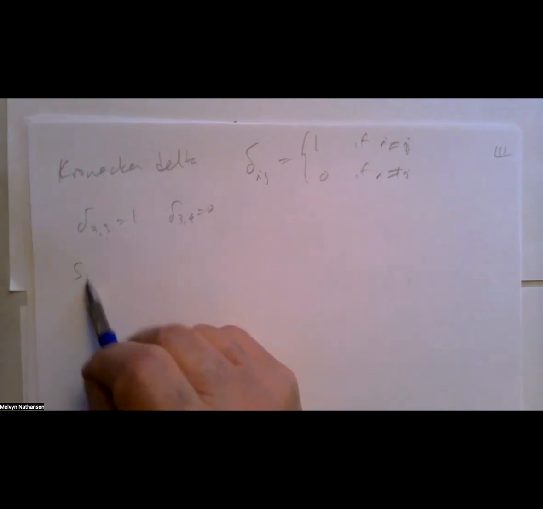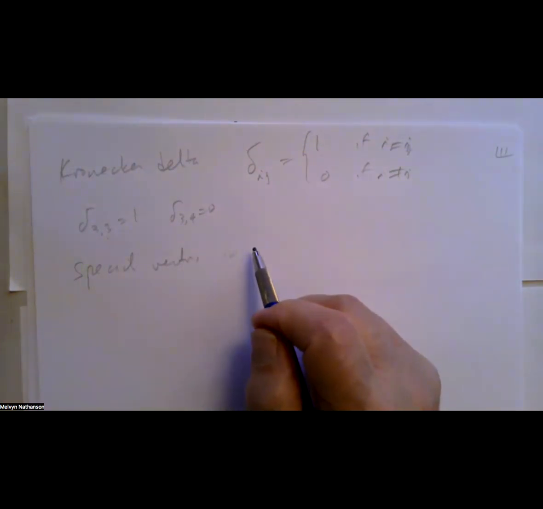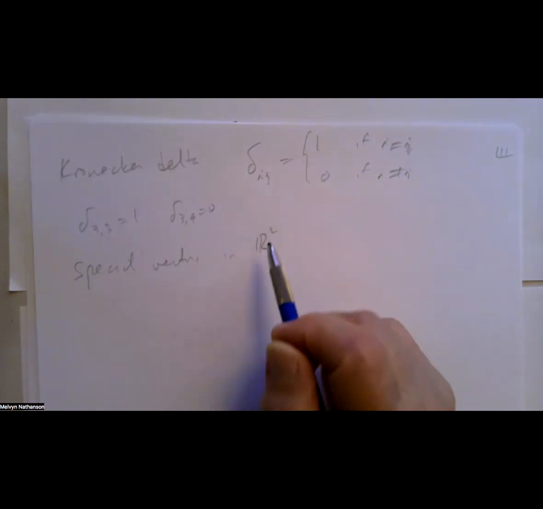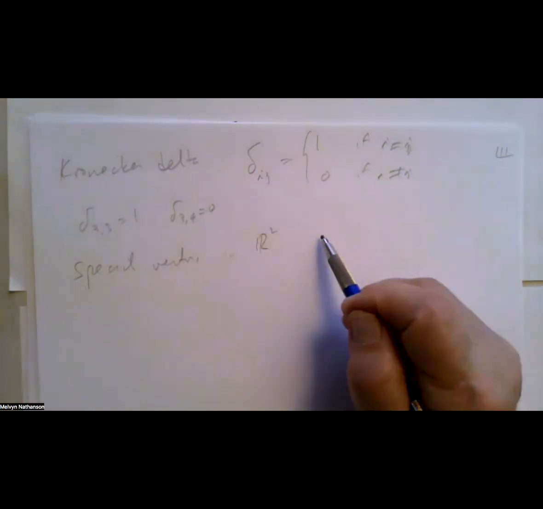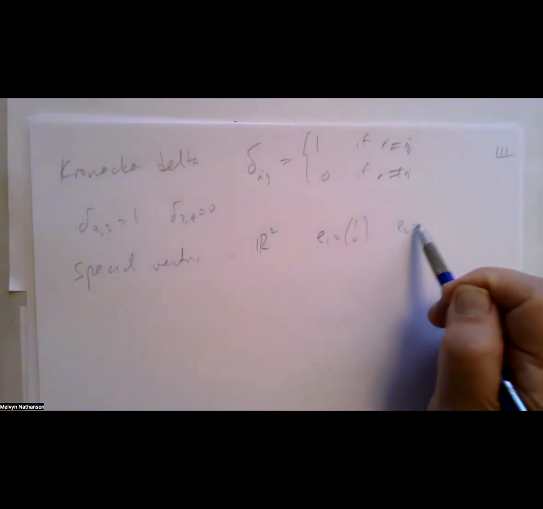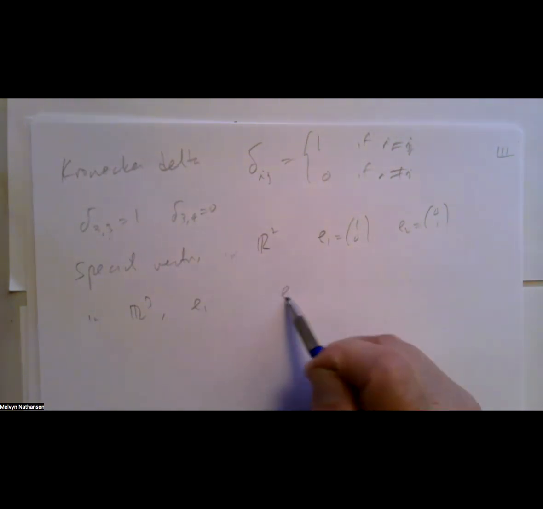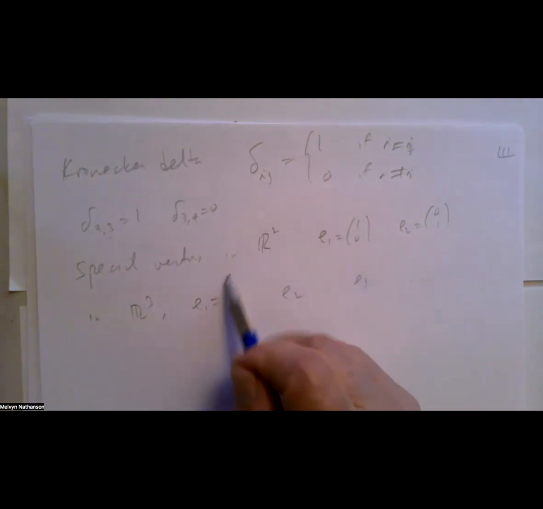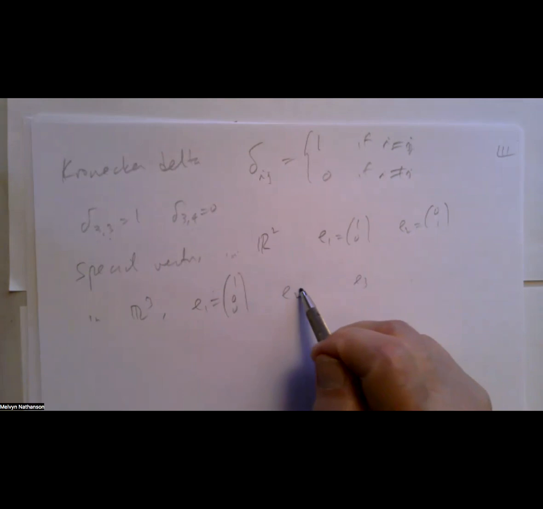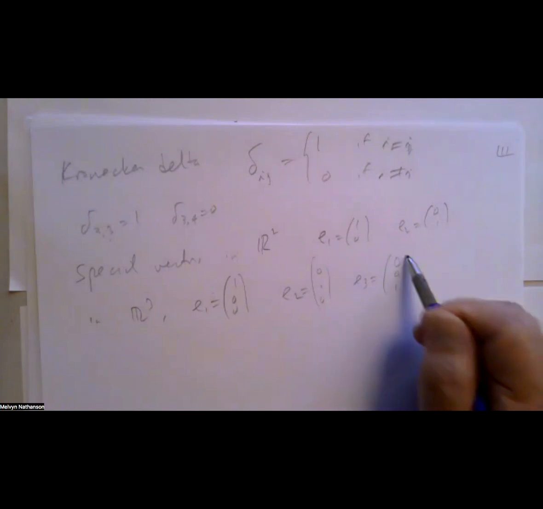So here are some special vectors. Let me just start with R2. In R2, we have the vectors defined as follows: E1 is the vector 1, 0, and E2 is the vector 0, 1. In R3, we define three special vectors, E1, E2, and E3. E1 is 1, 0, 0. E2 is 0, 1, 0. And E3 is 0, 0, 1.